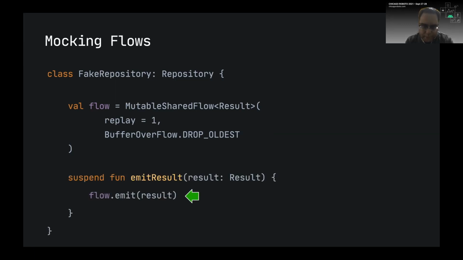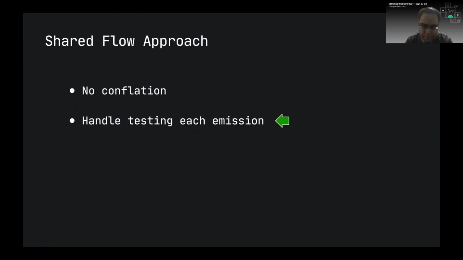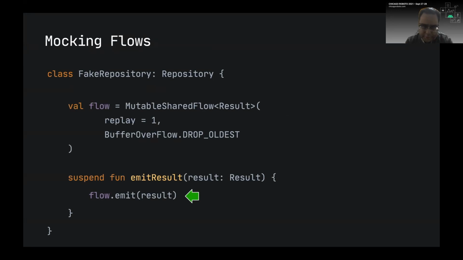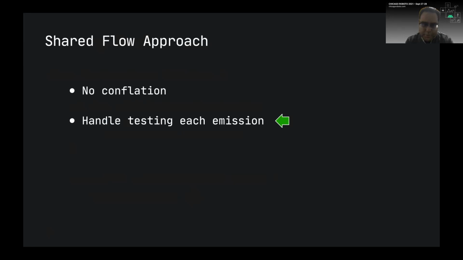I saw that commonly used. So I could emit something to it, and you don't have to close it. In my opinion, you'll just make sure to null out this flow so that you don't run into any OOMs. So that's how you could use it in that layer of creating a fake for your repository.